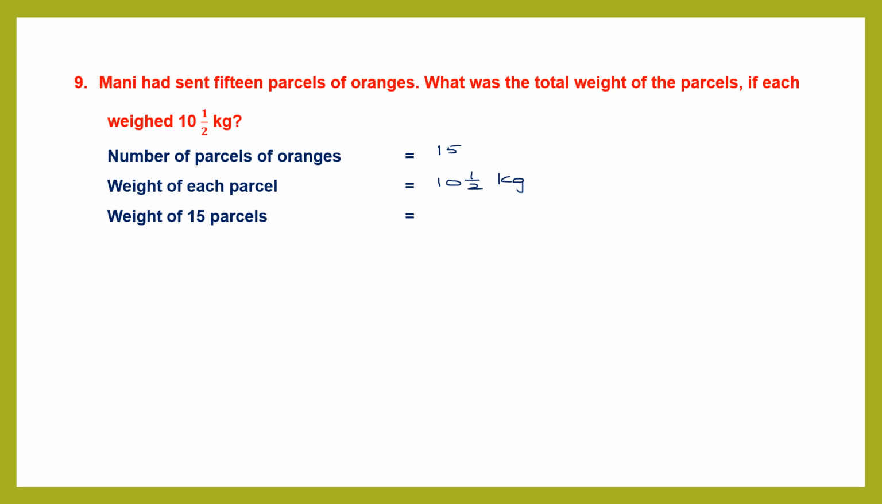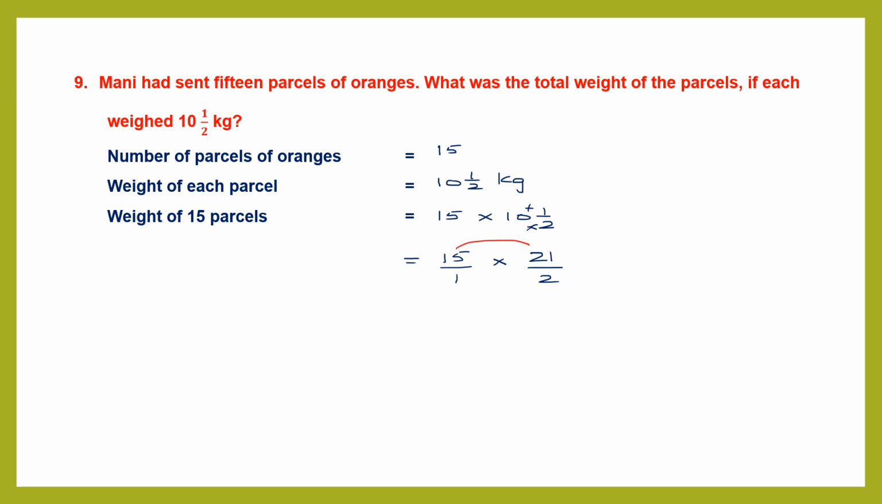So weight of 15 parcels will be 15 into 10.5, because 10.5 is the weight of 1. So if we have to find for 15, we have to multiply it by 15. So let's multiply this and see. So this is 15 by 1 into, now let's convert this, 2 tens are 20, 20 plus 1 is 21. So this is 21 by 2. Now, is there something that we can cancel? There's nothing that we can cancel.